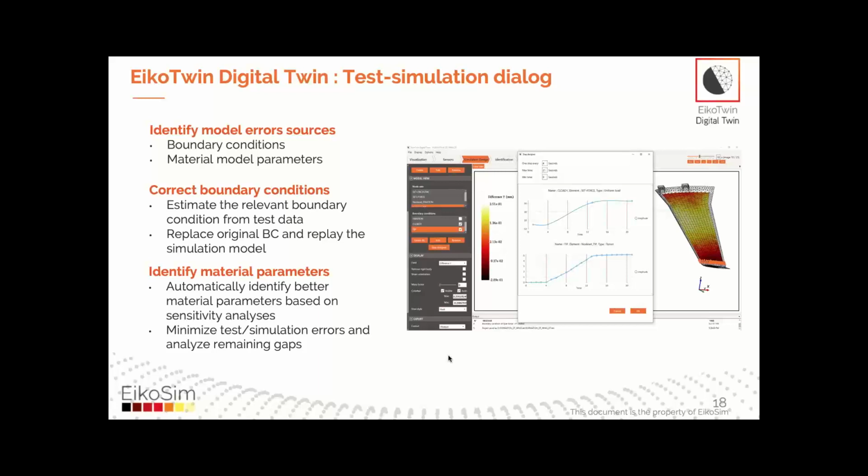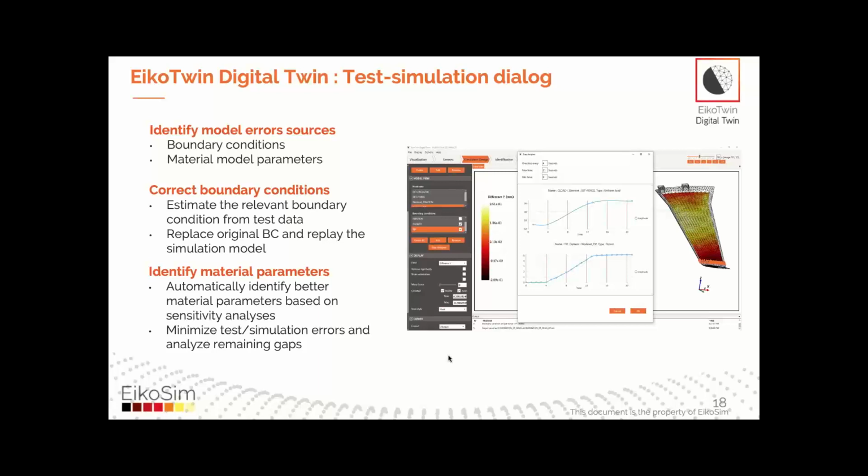The last software that I think is interesting to show here is Digital Twin, and this is more of a beta version right now. This software is based on the idea that when you have seen the errors between model and test, you're going to be able to correct the model.